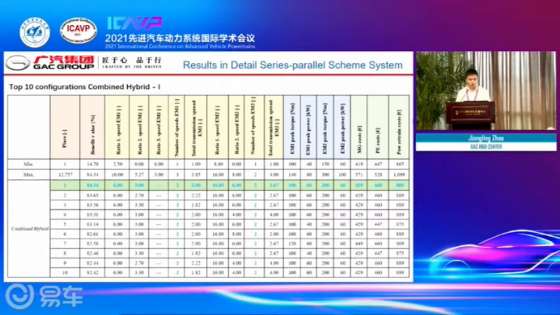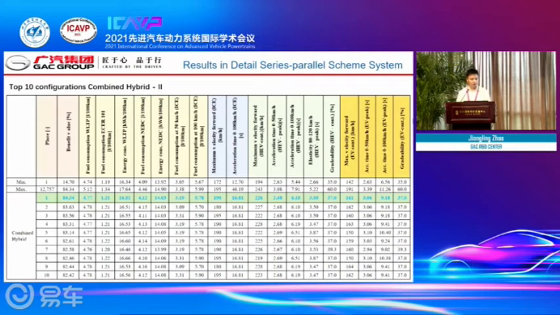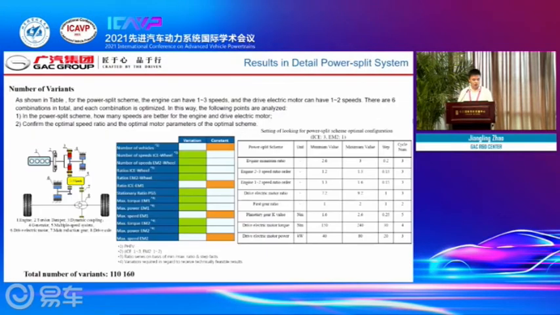This is the top 10 configuration of the series parallel scheme system. From this table, we can find the top 10 are engine 2 speeds, EM 2 speeds, and also find each ratio, power, torque, costs of the engine and the motor. On this page, we can see the simulation results of the acceleration performance and the fuel consumption.